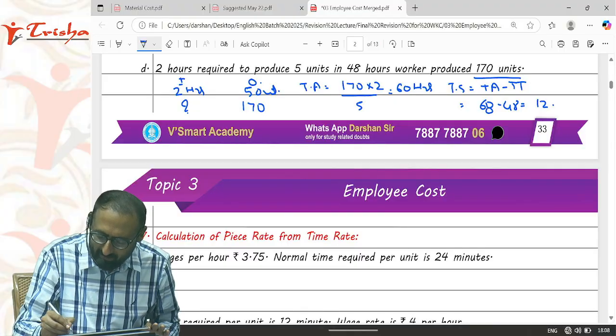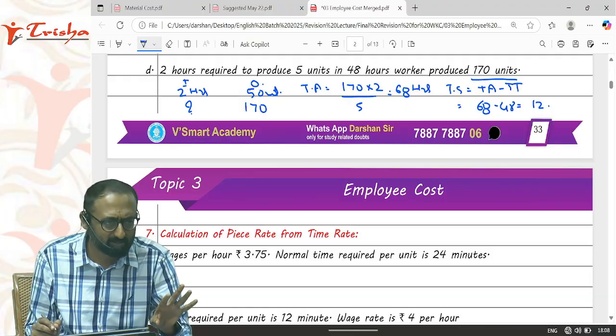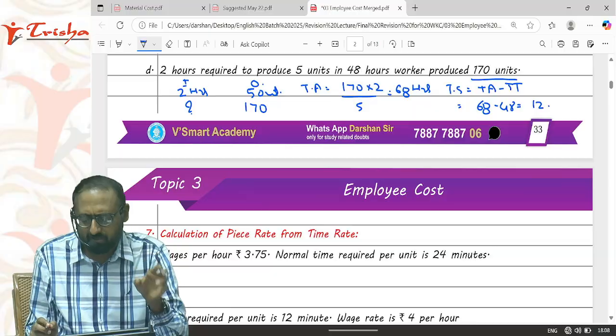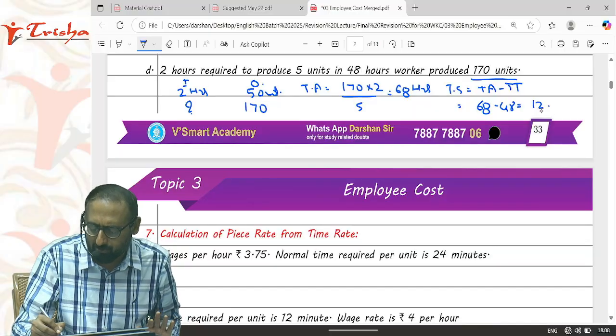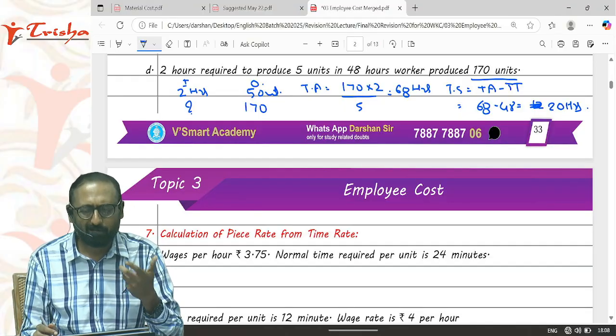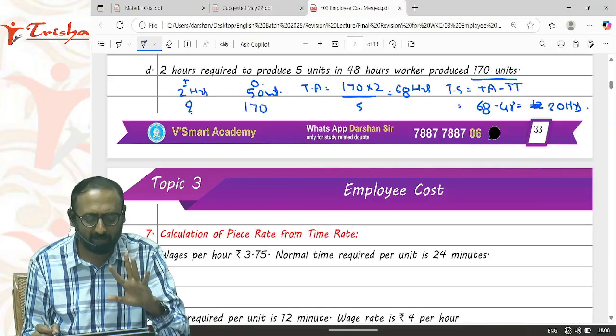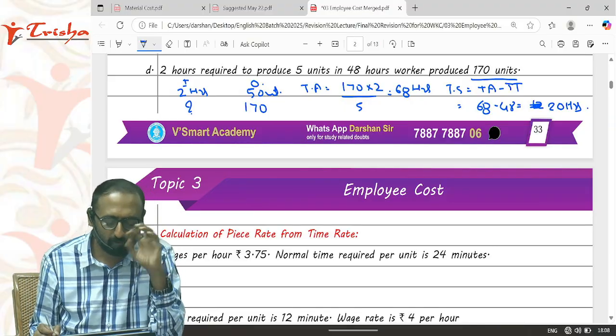68. Okay, Sirji, 68 is your answer. I'll write 68. 170 into 2 divided by 5. Is it 68? Correct, guys? So 68 minus 48. Your answer comes to 20 hours. So this is how you will have to calculate that time saved, time allowed. In every question of Halsey and Rowan, compulsorily you will have to calculate this.